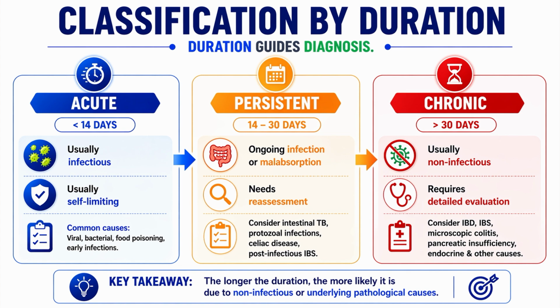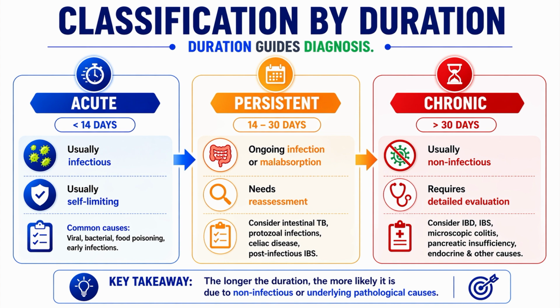Persistent diarrhea goes on for 14 to 30 days. This may indicate unresolved infection or post infectious malabsorption. Chronic diarrhea goes on for more than 30 days. This is often non infectious but requires thorough evaluation.